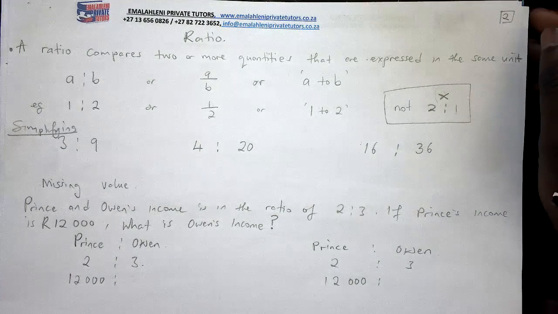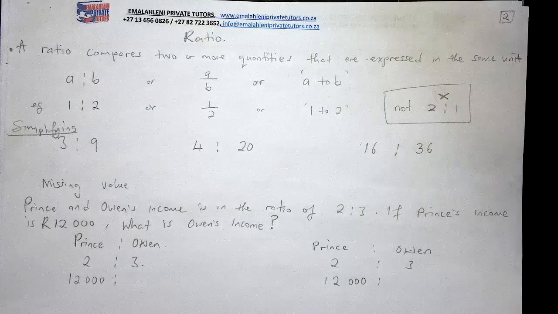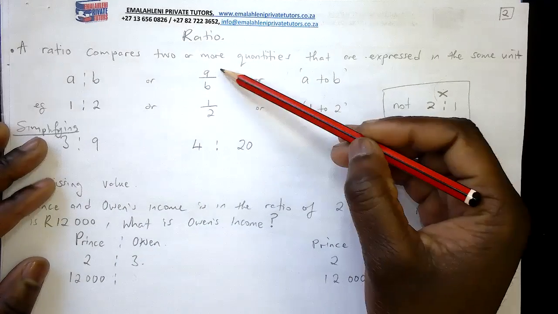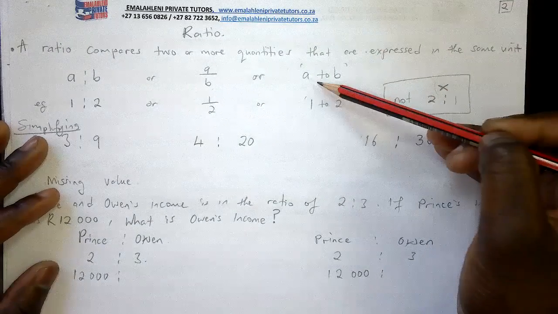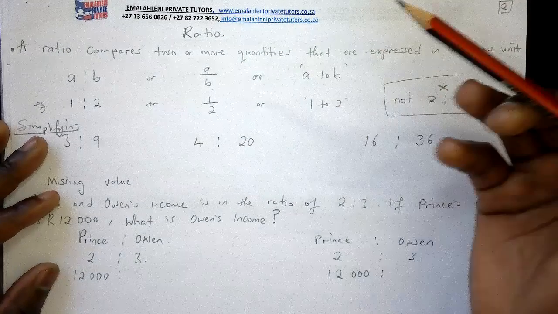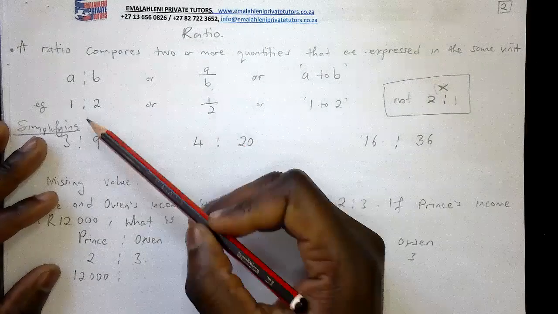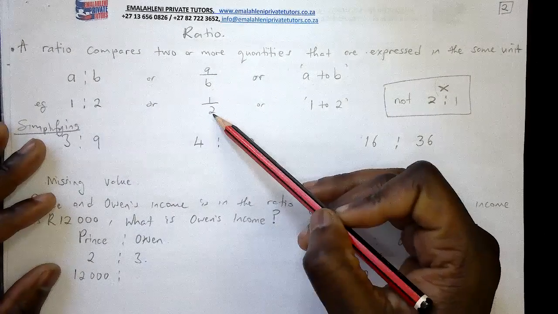Okay, so here we are saying we can have a ratio represented as A is to B. So A with these two dots, is to B, or you can also represent it as a fraction A over B, or you can also write it as A to B. These are different ways of presenting a ratio. So it has to be 1:2 or 1/2 or 1 to 2.